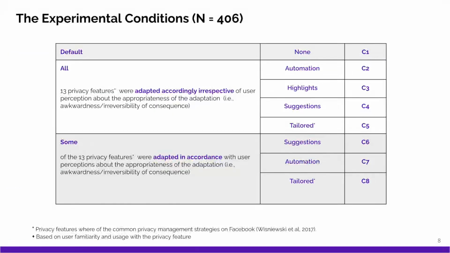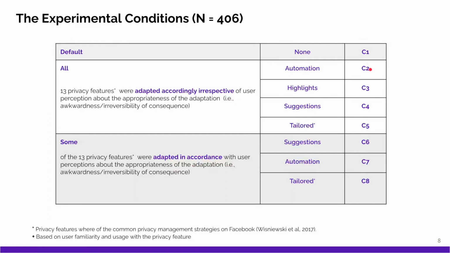We had over 406 participants partake in this experimental study, and we had 8 experimental conditions. The first experimental condition was a default condition which served as a baseline. In this particular condition, we did not have any adaptations applied at all. So there were no adaptations made in this particular condition.